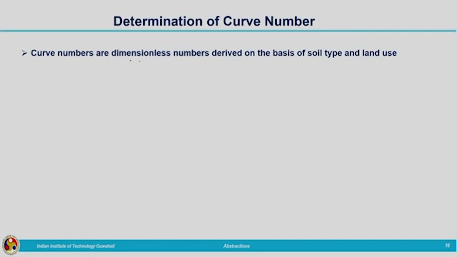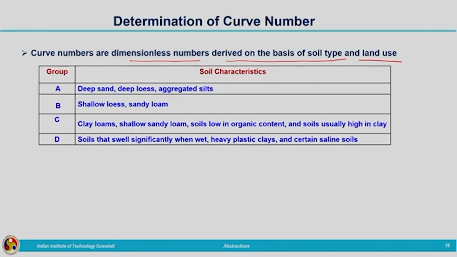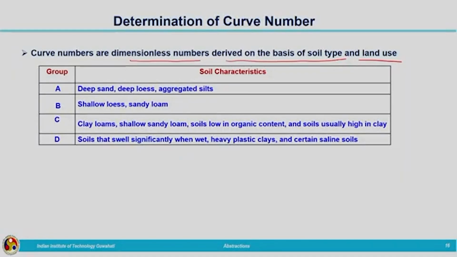next question. So, these curve numbers are dimensionless numbers derived on the basis of soil type and land use. This curve number is also dependent on the soil type and land use properties. So, based on different soil type, different groups have been defined by SES related to different types of soil, and those 4 groups have been defined: group A, B, C and D. And these 4 groups are based on these type of soil properties.